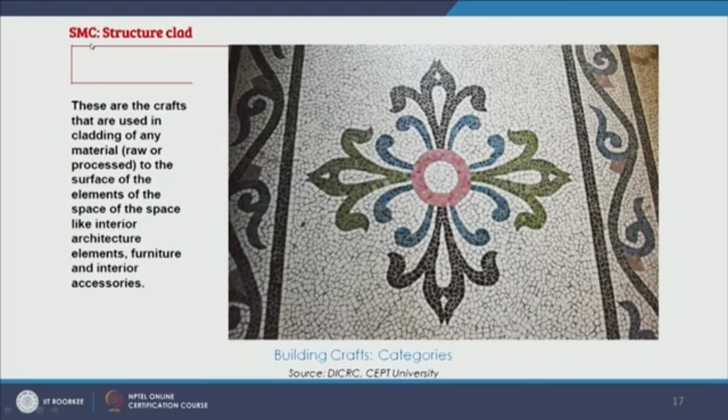Here we see the structure clad. These are the crafts that are used in cladding of any material to the surface of the elements of the space like interior architecture elements, furniture and interior accessories. So being architects, most of us would know what a cladding means. So here we see this cladding over here on the floor, which is definitely a part of the structure because floor is also a structural element.